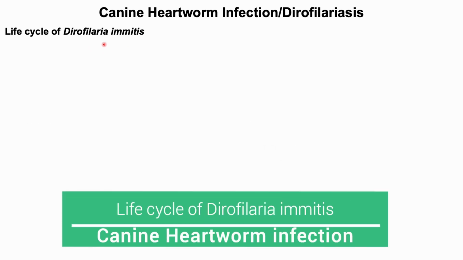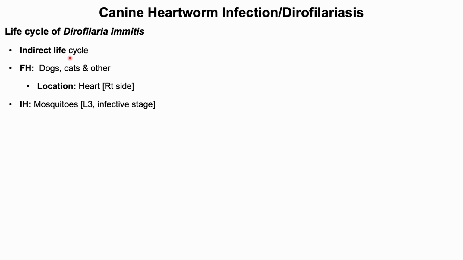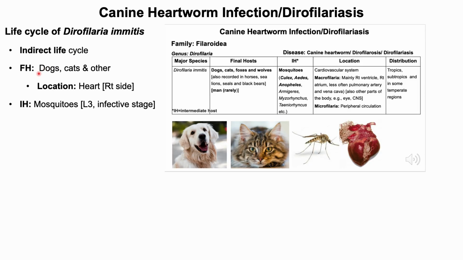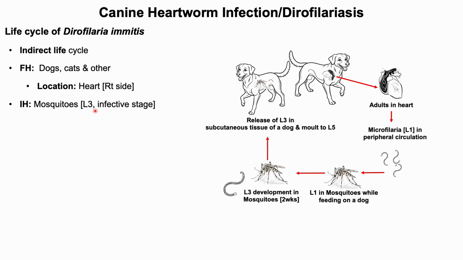Life cycle of Dirofilaria immitis. Life cycle is indirect. The final hosts of this parasite are dogs, cats, and different other carnivores that I have already discussed. Adult parasite is located in the heart. Intermediate hosts are different species of mosquitoes. L3 is the infective stage which will be developed in the mosquitoes.